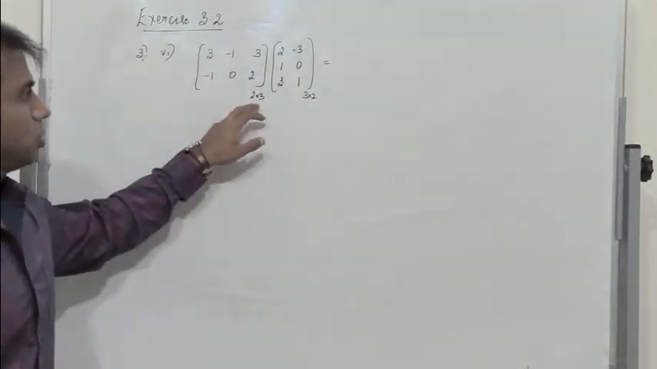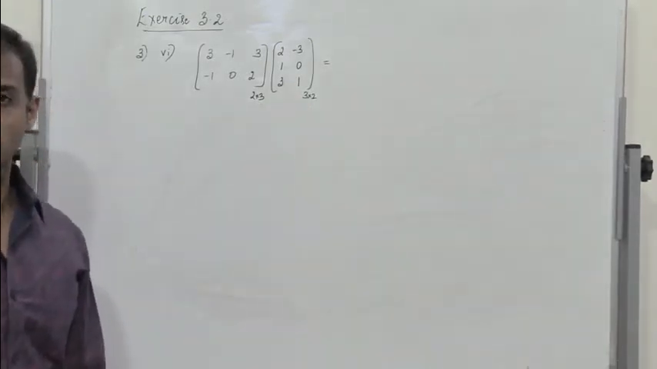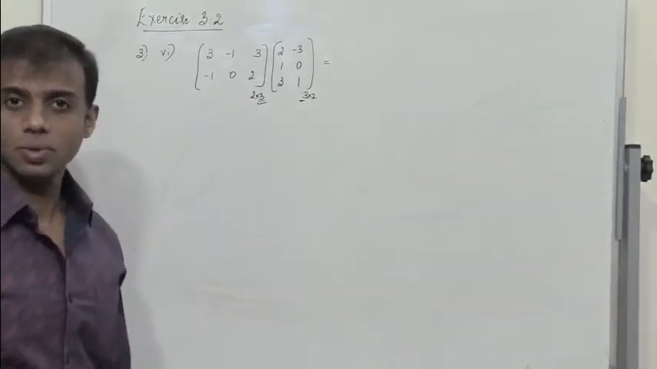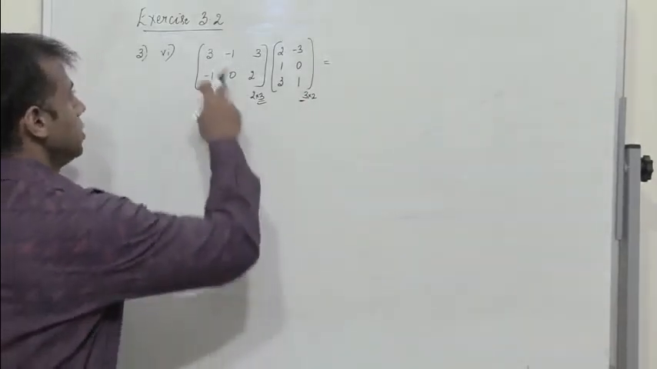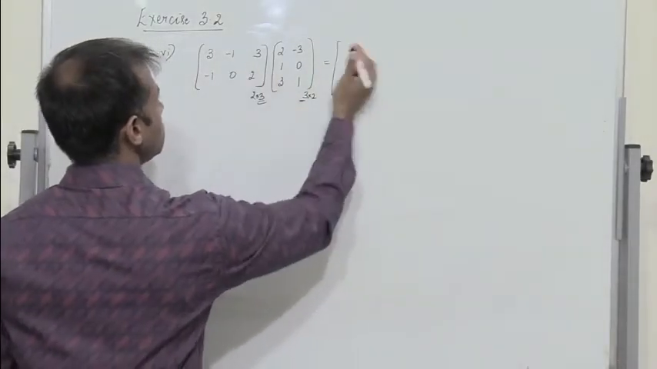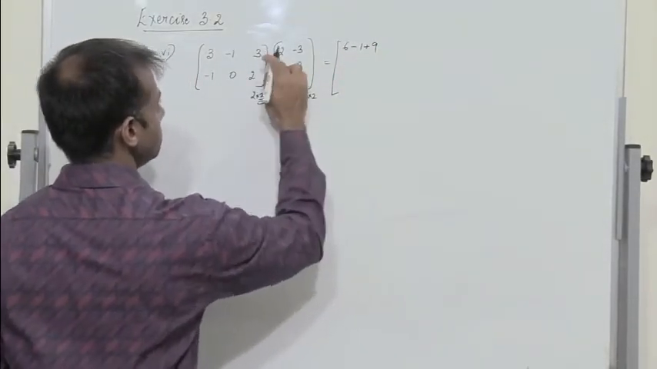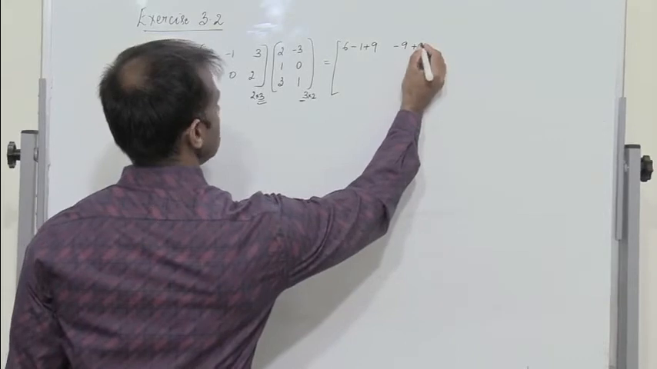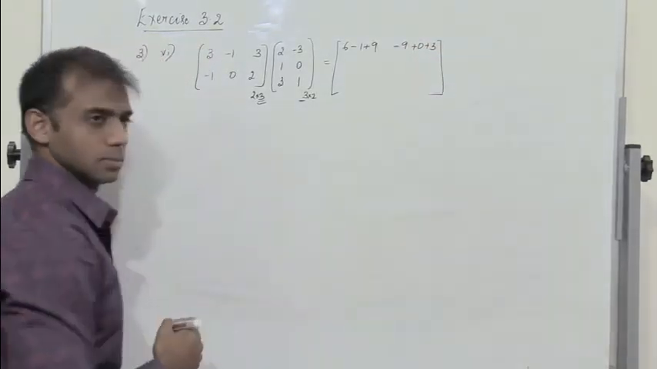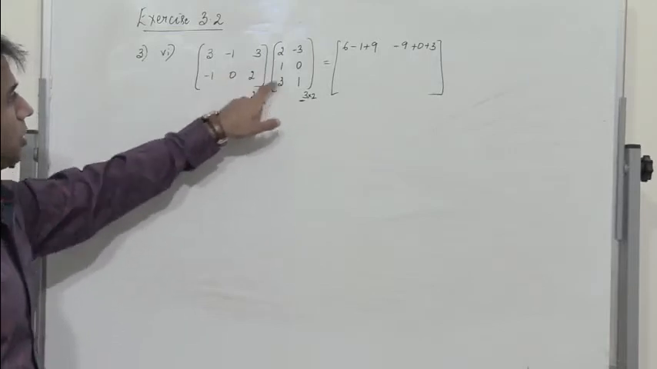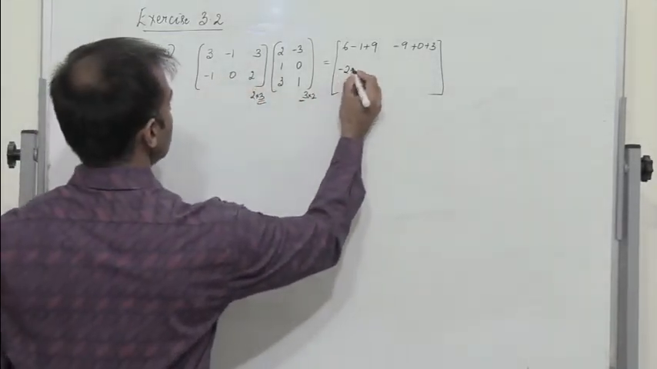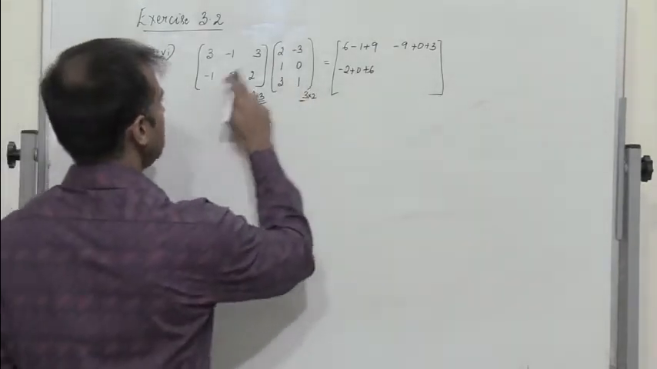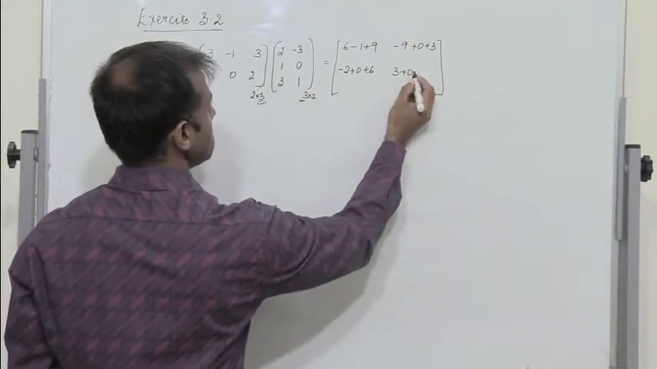So here we have a matrix of order 2 cross 3, and here we have another matrix of order 3 cross 2. So the columns of matrix 1 and the rows of matrix 2 match, but the resultant matrix will be of order 2 cross 2. So first row into first column: 3 into 2 is 6, minus 1 plus 9. Right? Next, first row into second column: minus 9 plus 0 plus 3. Right? Next, second row into first column: minus 2 plus 0 plus 6. And then the second row into second column: minus 1 minus 3 is plus 3 plus 0 plus 2.